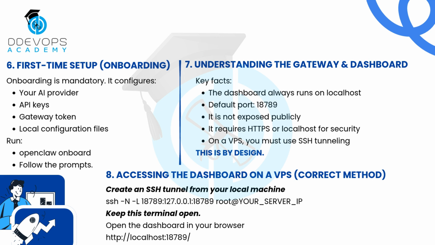Now, about the gateway and dashboard. Remember, the dashboard always runs on localhost on port 18789, and it's never exposed publicly. For VPS access, you'll need to create an SSH tunnel from your local machine. Keep that tunnel open, then head to your browser at localhost:18789 to securely access the dashboard.